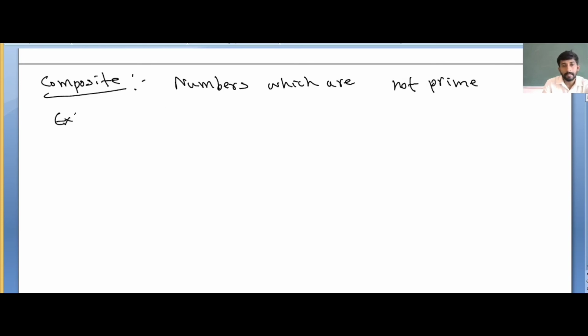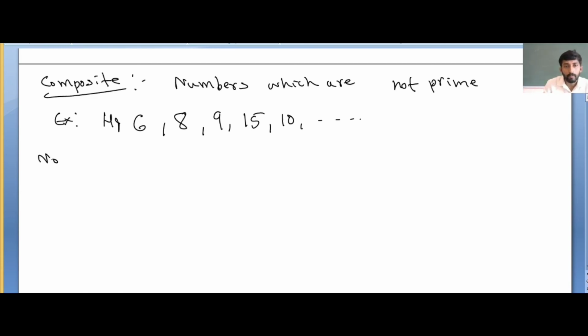For example, see 4. 4 is a composite number. Then what about 6? 6 is a composite number. 8, 9, 15 or 10, all these numbers are examples for composite numbers. Why? Because these numbers are not prime numbers. Numbers which are not prime, we call those numbers as composite numbers.